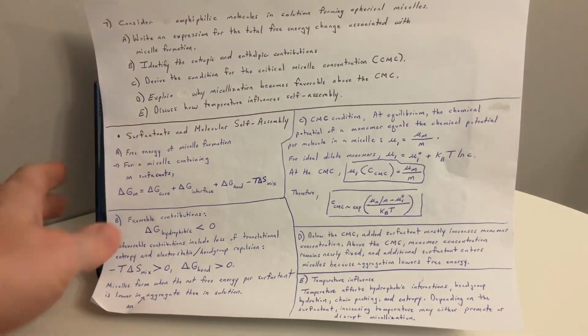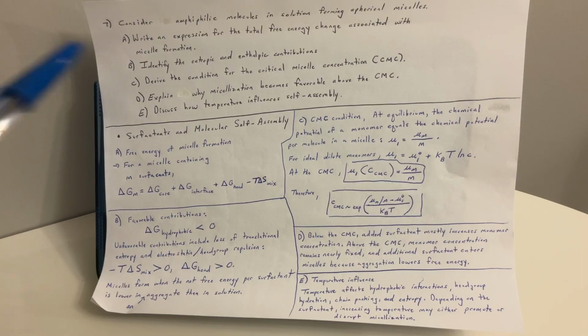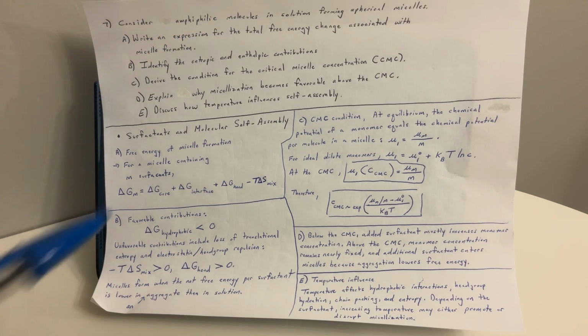Okay, so that's number 6, and let's move along to number 7. Number 7 here: consider amphiphilic molecules in solution forming spherical micelles. Write an expression for the total free energy associated with the micelle formation.